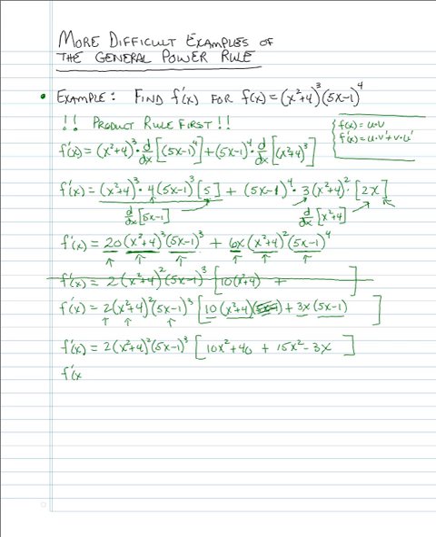So f prime of x is 2 times (x squared plus 4) to the second power times (5x minus 1) to the third power. And the brackets, I'm going to clean up what's inside and convert the brackets to parentheses. So I have a 10x squared plus a 15x squared, which is 25x squared. And then I have a minus 3x over here, and a plus 40.